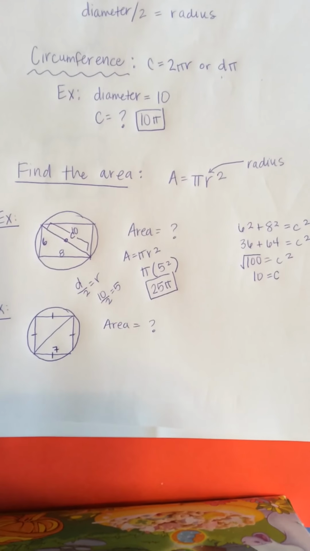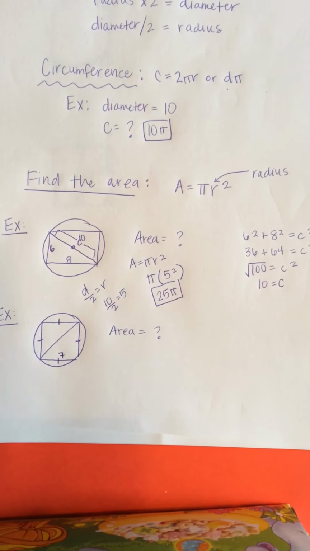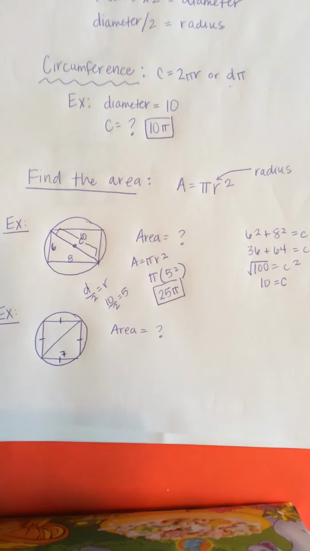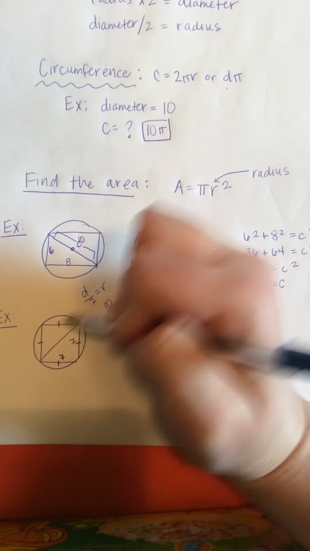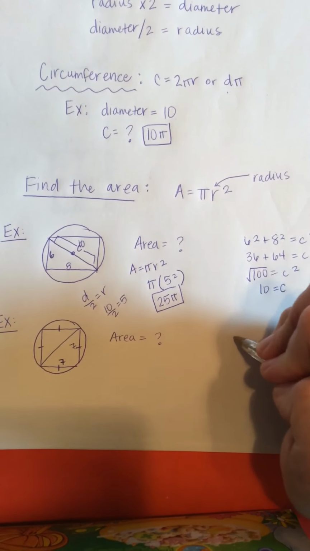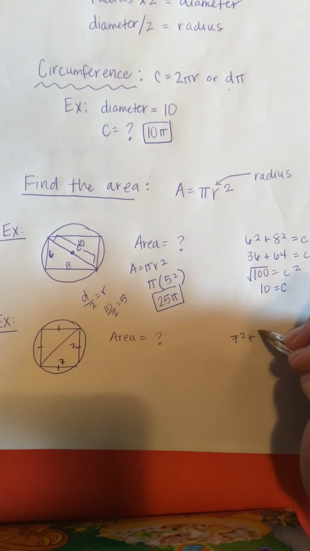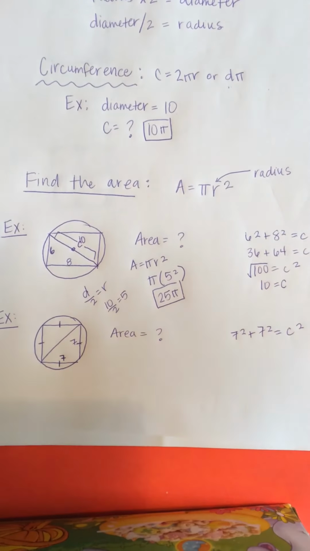Now this other one is the same type, okay? It's just giving me a square on the inside instead of a rectangle. So I'm going to take my square. We know that both sides are 7, okay, because they gave us those little markings. We're going to do Pythagorean theorem again. So 7 squared plus 7 squared equals c squared.